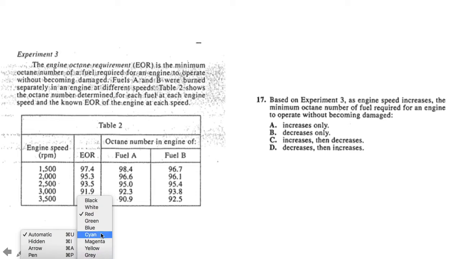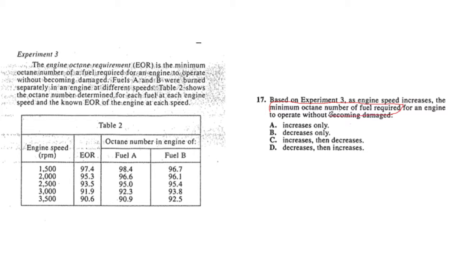Let's start out with a graphing question. This question is from the 2009 A test, number 17. As you can see, the question is asking what will happen to the minimum octane number of fuel required for an engine that is increasing in speed, based on experiment 3. If you look at experiment 3, you can see a table that shows the increase in RPM and the octane number for both fuel A and fuel B. That is all you need to solve this question.